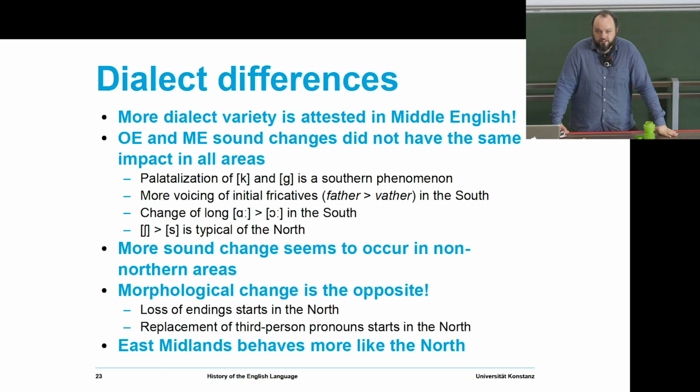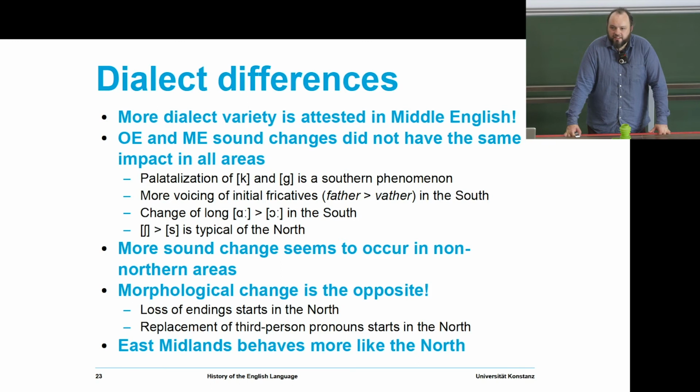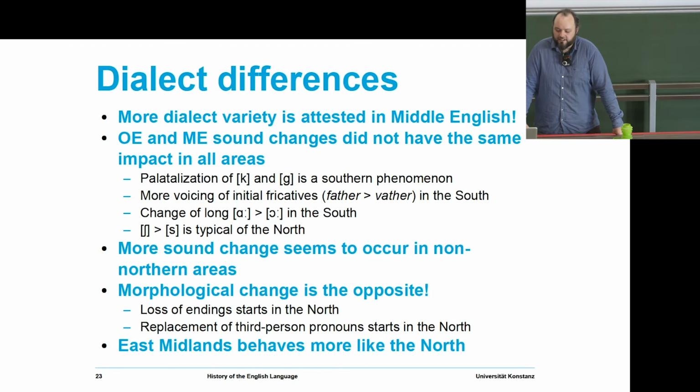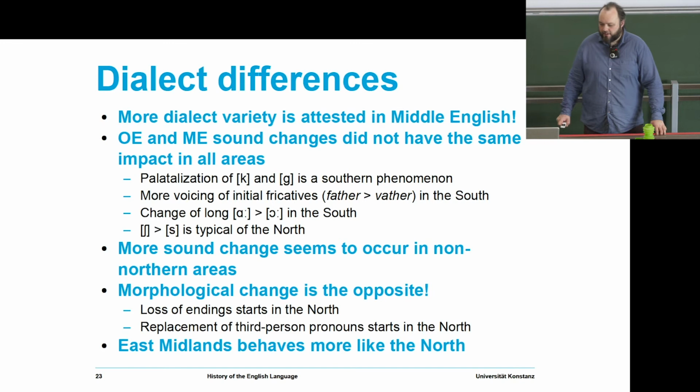Similarly, Manchester, which is in the north but not super far north, versus Lancaster. This is an example that we used before. Something special happens in the south that doesn't make it into the standard, but that does make it into the southern varieties of dialects, and that's voicing of initial fricatives. This is a useful one to remember. So words like father become vather, or words like fox become vox.